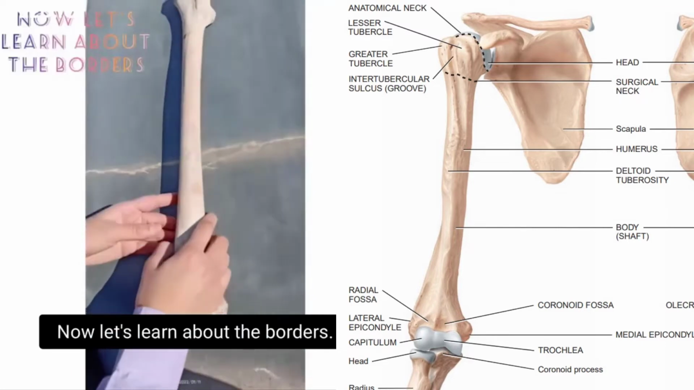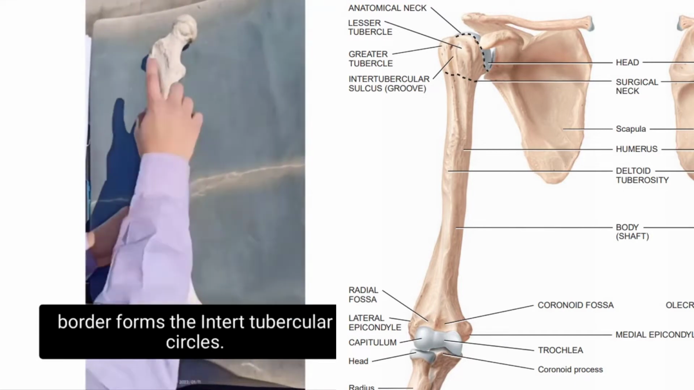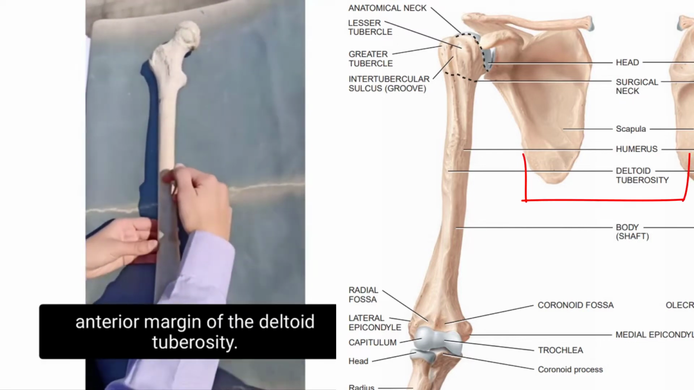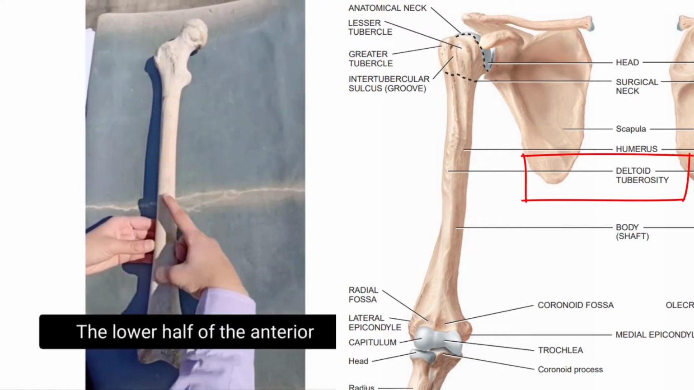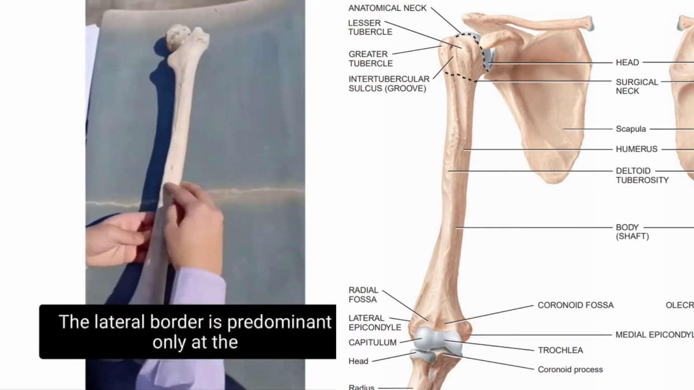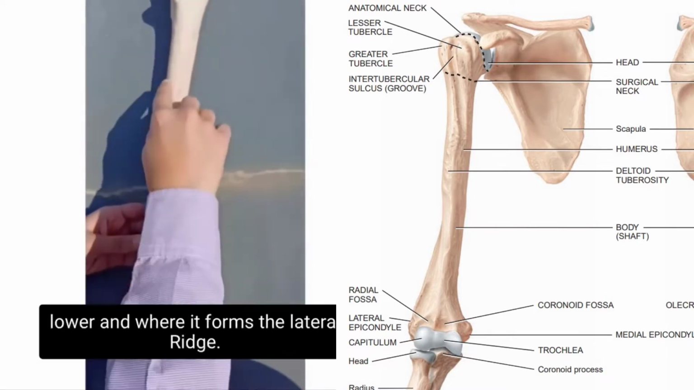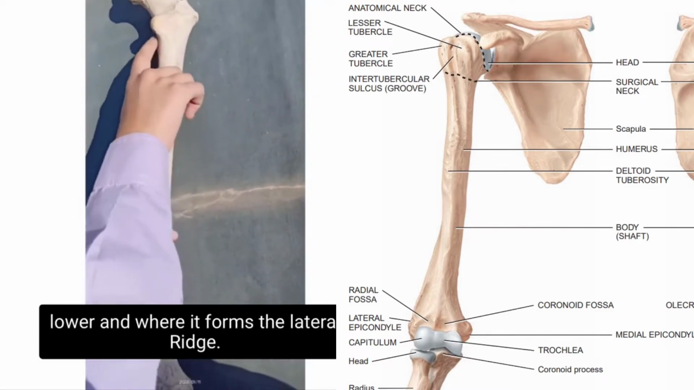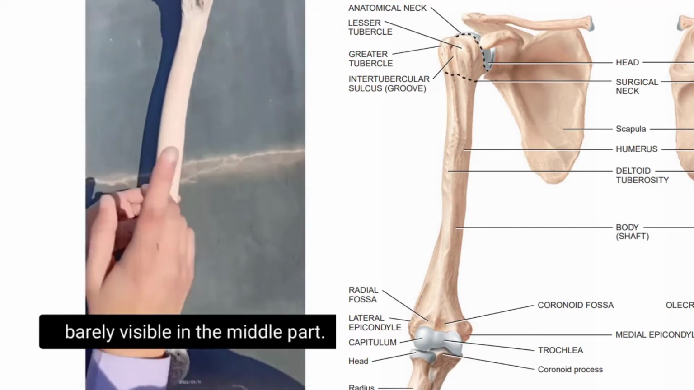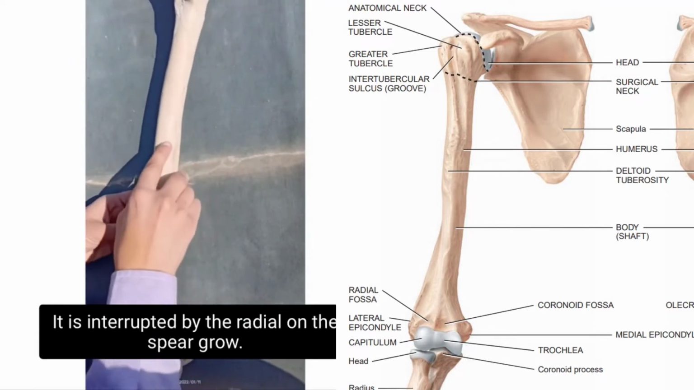Now let's learn about the borders. The upper 1/3 of the anterior border forms the intertubercular sulcus. The middle 1/3 forms the anterior margin of the deltoid tuberosity. The lower half of the anterior border is smooth and rounded. The lateral border is prominent only at the lower end, where it forms the lateral supracondylar ridge. In the upper part, it is barely visible. In the middle part, it is interrupted by the radial or spiral groove.